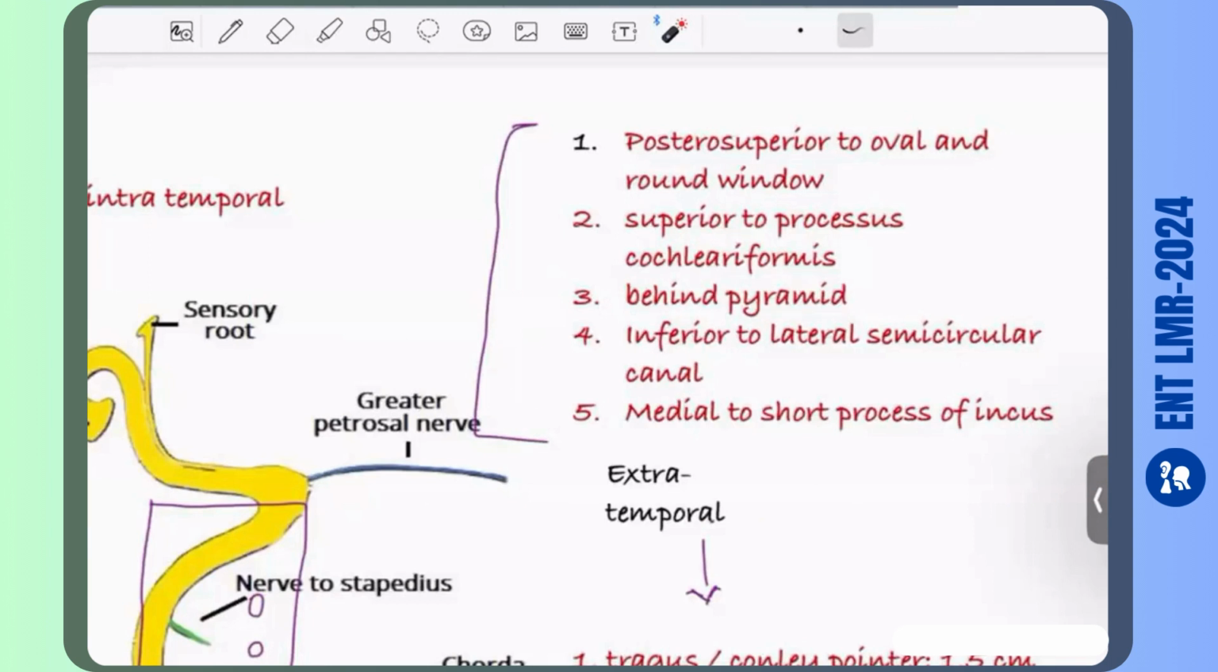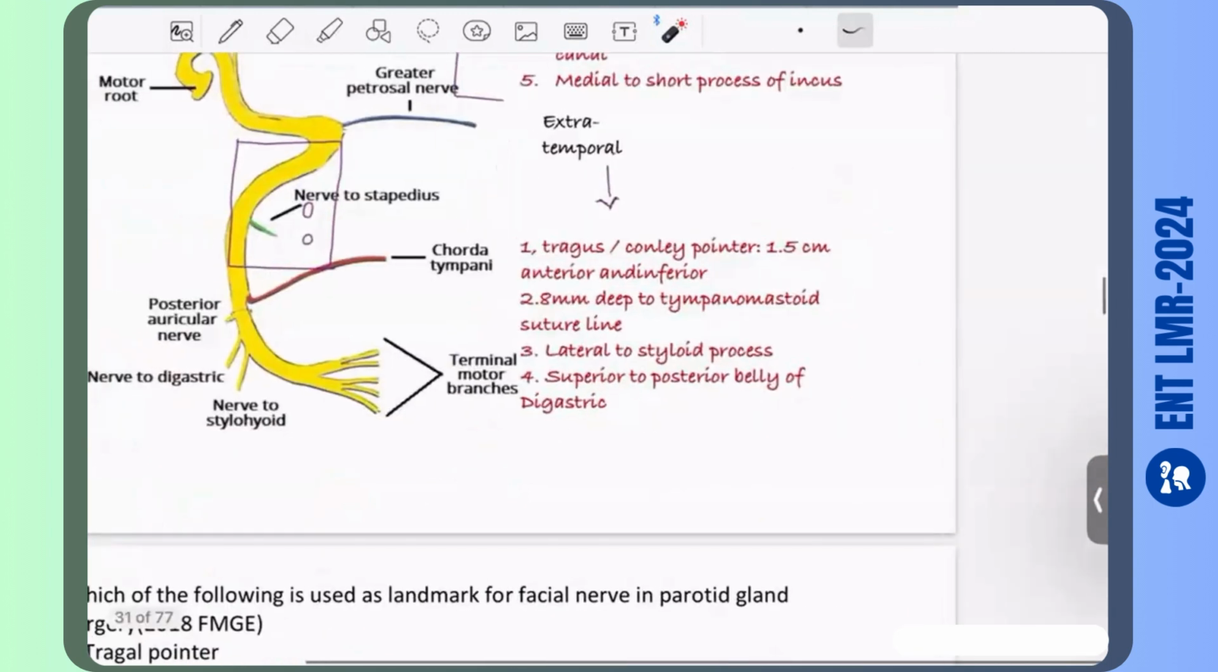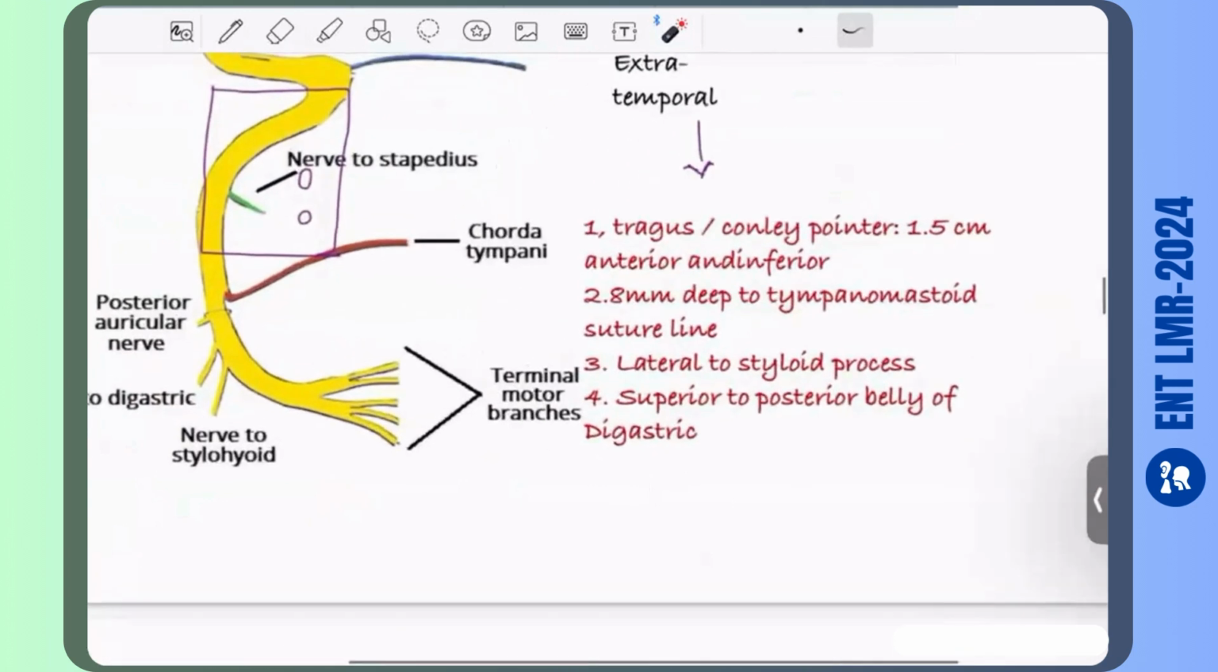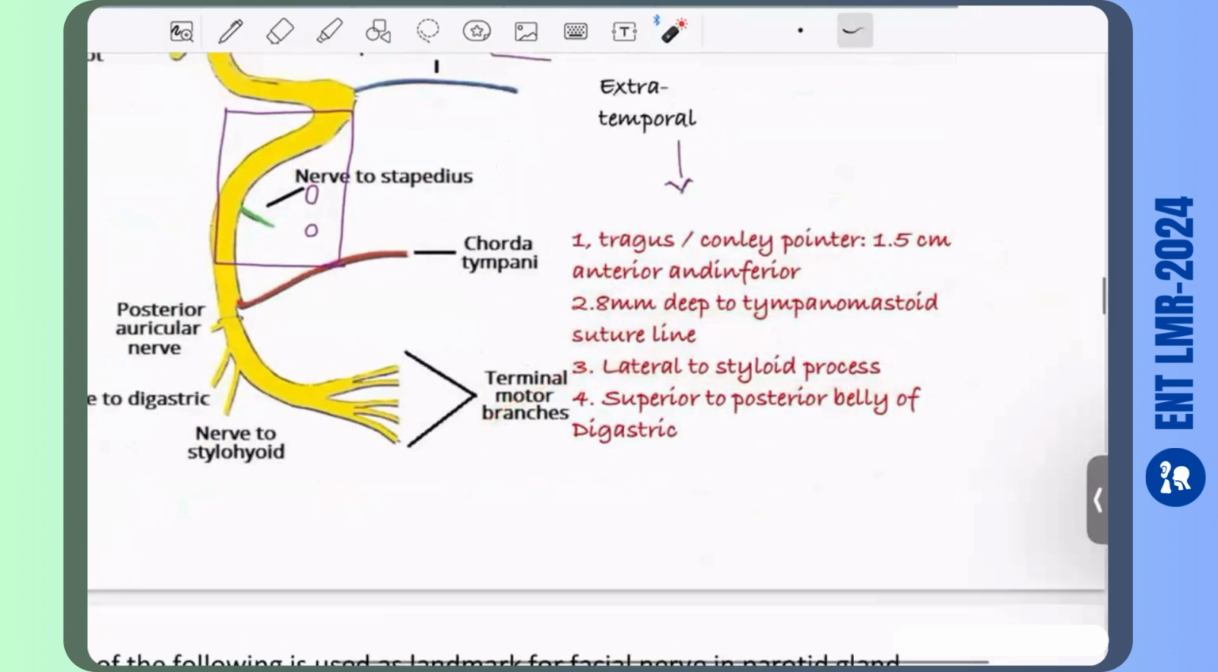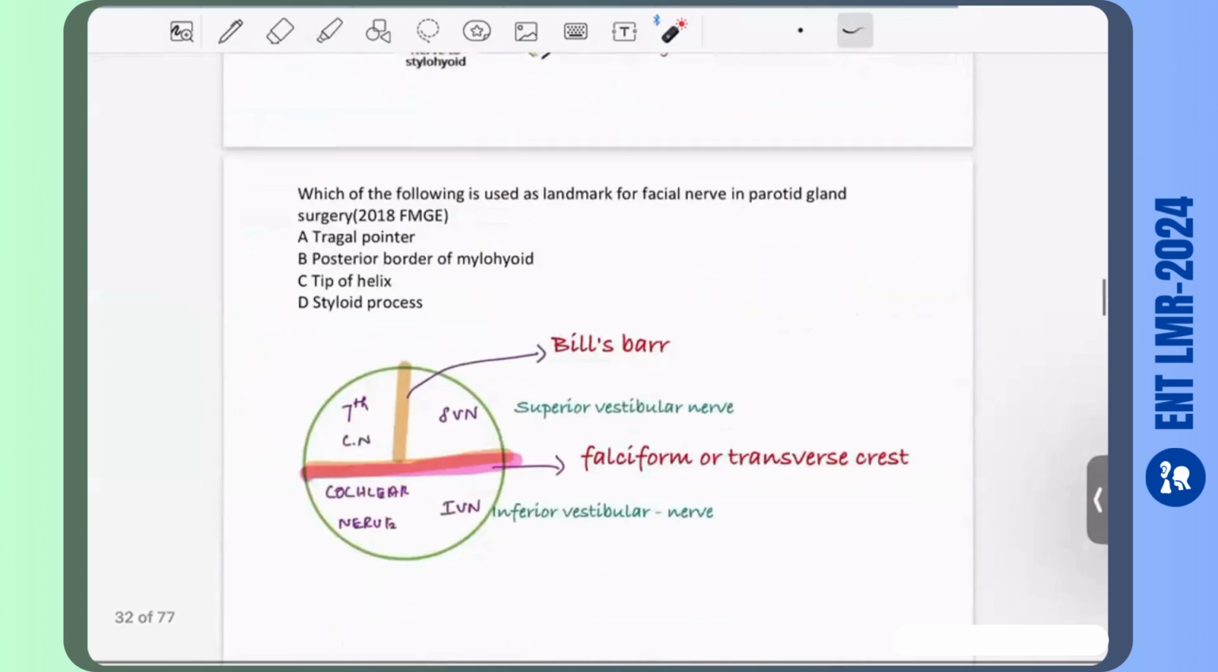Okay. Now extratemporal parts. This is important while doing a parotid gland surgery. So tragal pointer, 1.5 centimeter anterior and inferior to this point. 8 millimeter deep to tympanomastoid suture line. Then lateral to styloid process. Then superior to posterior belly of digastric. Okay. So these are the extratemporal landmarks.